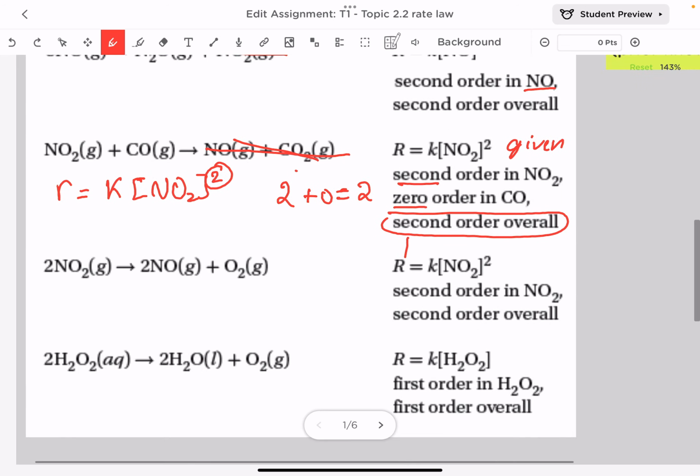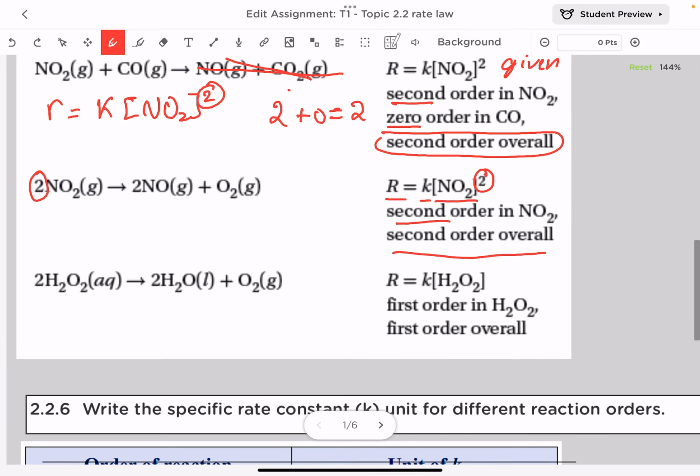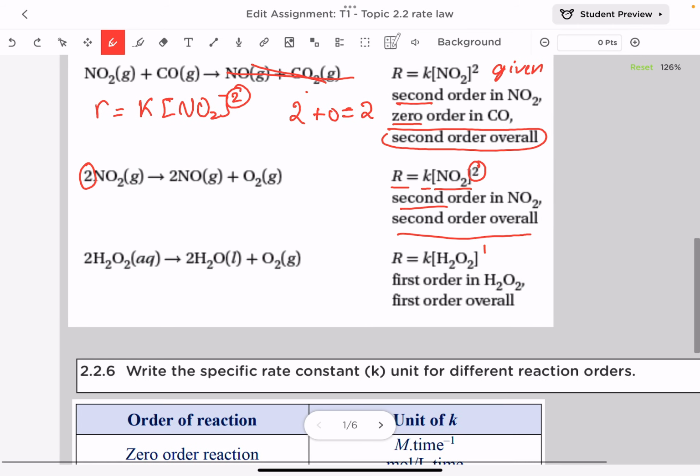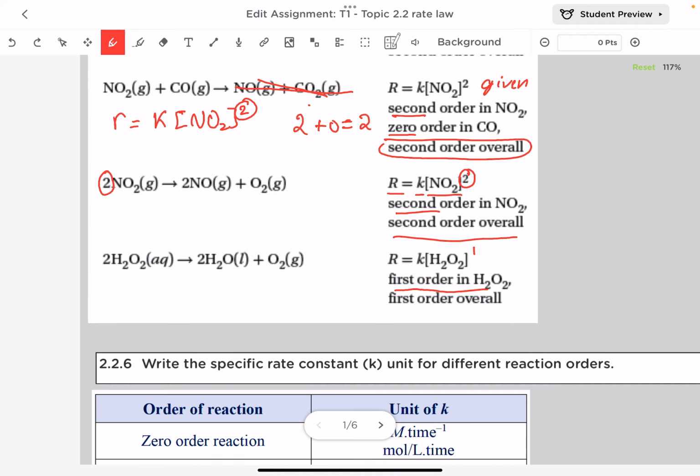And so on. Another rate law example: R equals K multiplied by NO2 squared. So this is second order in NO2 and second order overall. Again, I repeat, the order here has nothing to do with the number here. And here's the last example. R equals K multiplied by the concentration of H2O2. If there is no number, it means this is first order, to the power of 1. So that's first order in H2O2 and first order overall.